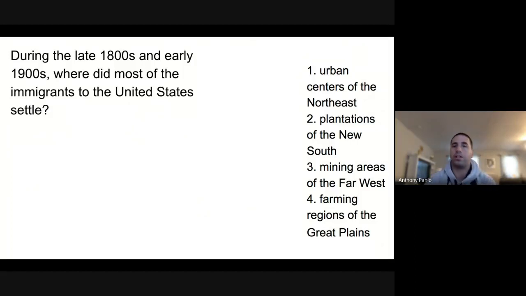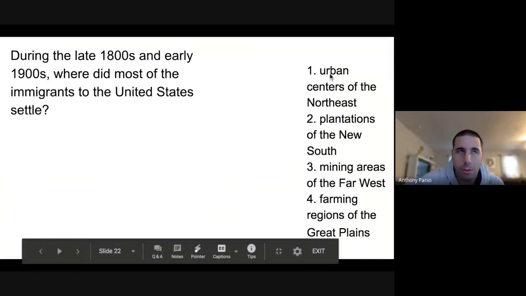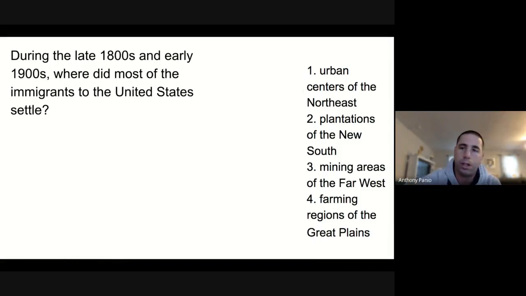Mohammed says 1, Jessica says 1. You guys are both correct. Urban is another word for city. And though we didn't really say that they're moving to cities, that is the truth. I want to look at that more a little bit later on in this unit. And then we should just know they're going to come, obviously, if they're sailing from Europe, somewhere on the East Coast.